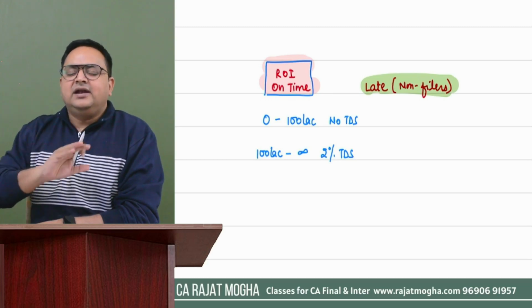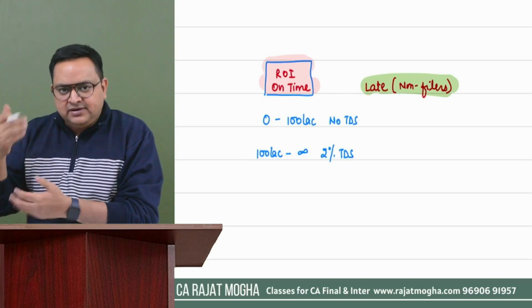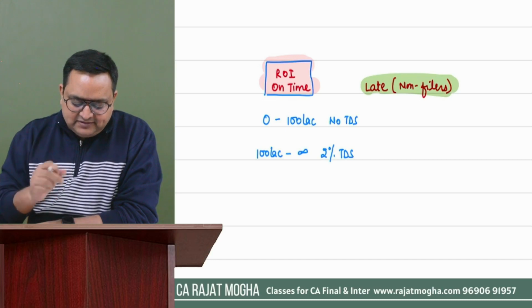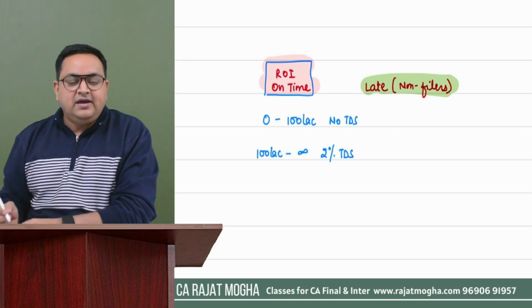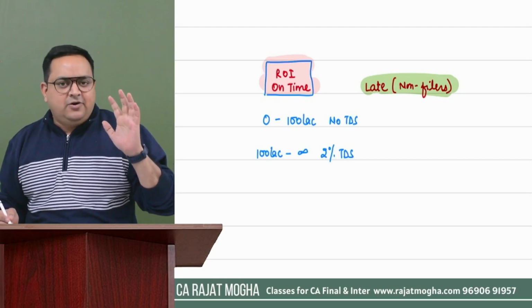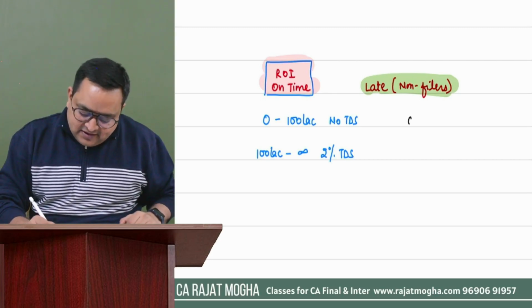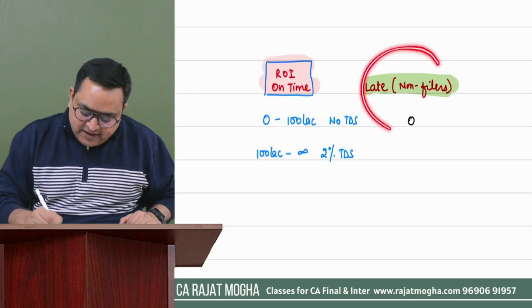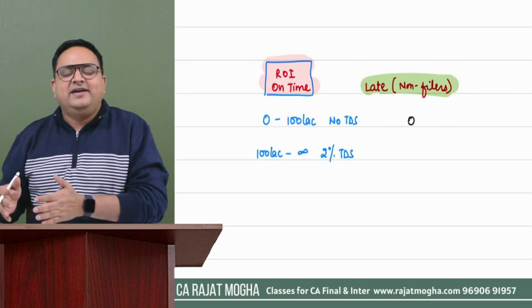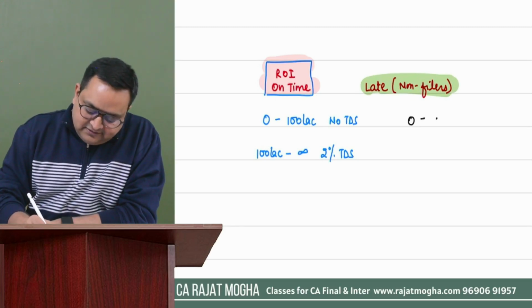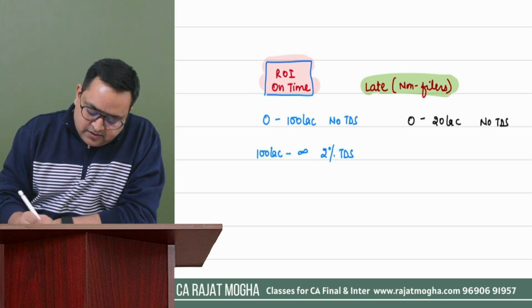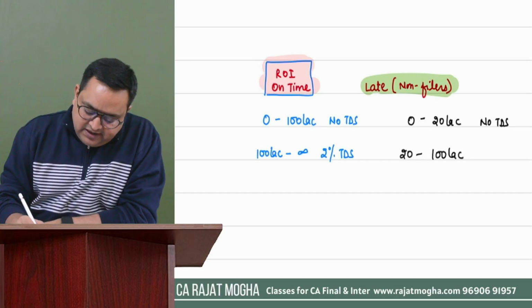If this person falls in the non-filer category, that they don't file their returns on time or never file their return, then we are going to deduct TDS in excess of 20 lakh only. So if the person is falling in this category of non-filers, 0 to 20 lakh, there will be no TDS. Above 20 lakh till 100 lakh, the TDS will be 2%.